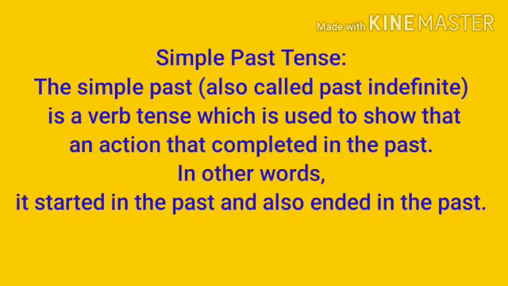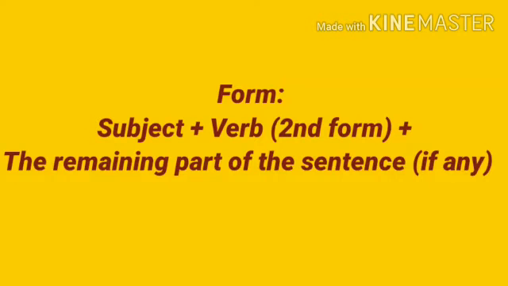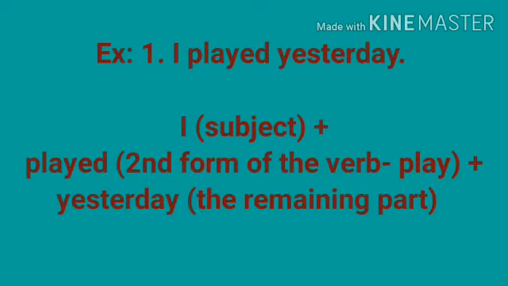Next, let's have its form or the structure. At first, we need to write the subject, then the second form of the verb, then the remaining part of the sentence. If the sentence has any remaining part, you need to write it just after the second form of the verb. Let's have some examples.